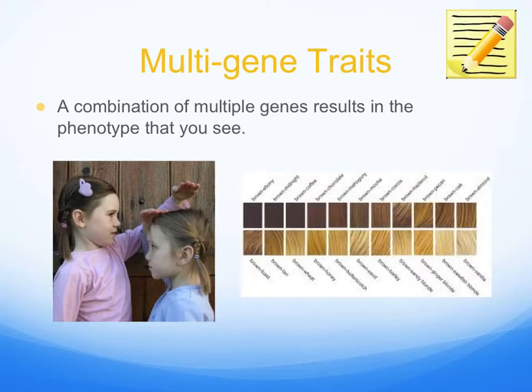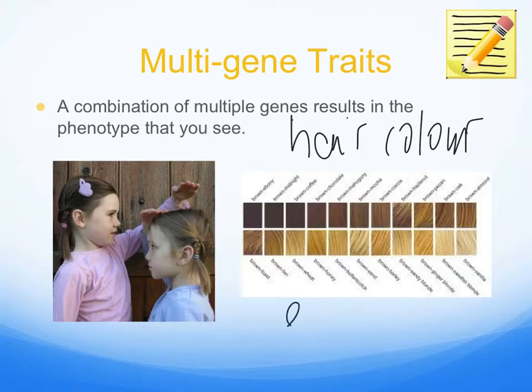Okay, the next set of notes is multi-gene traits, and this is when a combination of multiple genes is the result of the phenotype that you see. And the best examples that we have are hair color and eye color. You will notice that I do use my Canadian spelling with a U in color. For the American spelling, just get rid of the U.